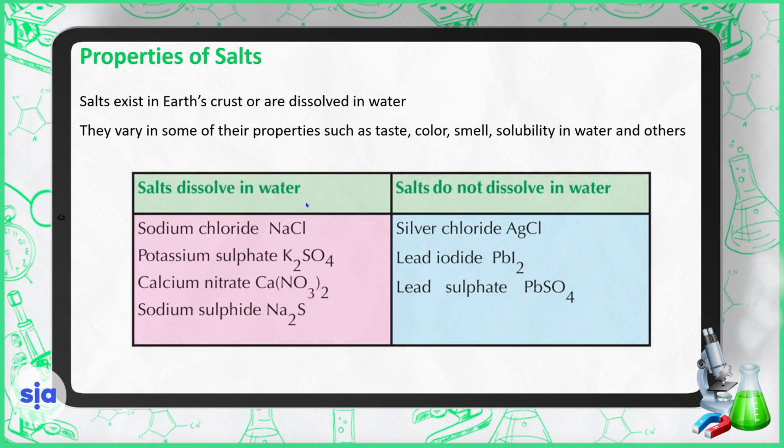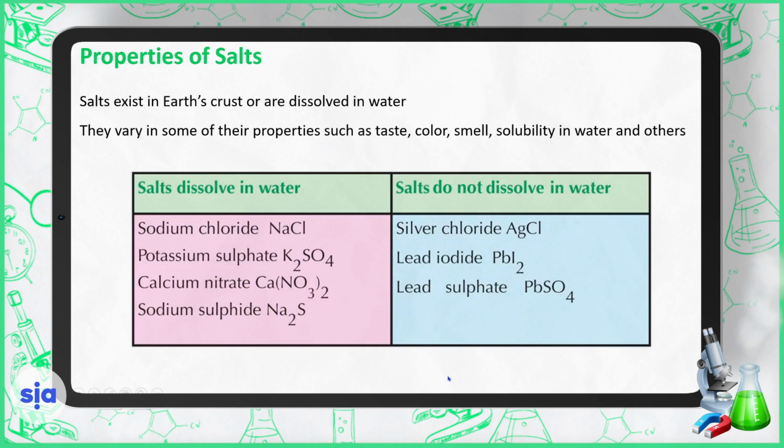So, according to the solubility of salts in water, they are classified into salts that dissolve in water, like sodium chloride, potassium sulfate, calcium nitrate, sodium sulfide, and salts that do not dissolve in water: silver chloride, lead iodide, and lead sulfate.